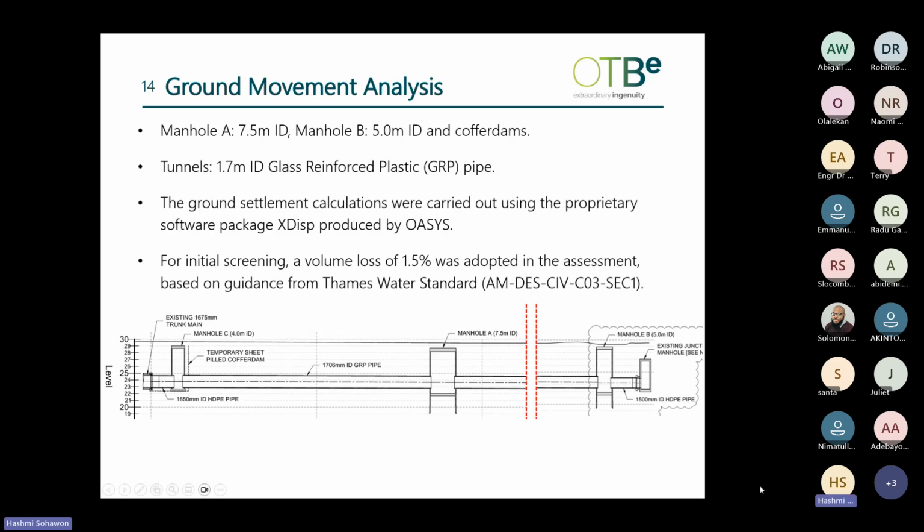The diagram here shows the long section for the tunnel and shaft arrangement. You can see that the ground level is fairly flat from this drawing. We have the circular shafts, manhole A and B. We also have the outline of the cofferdams, which is shown for manhole C.